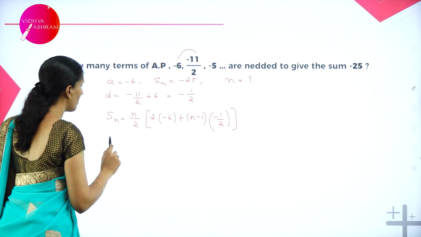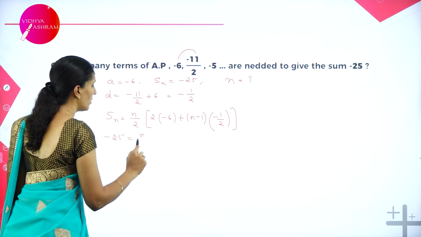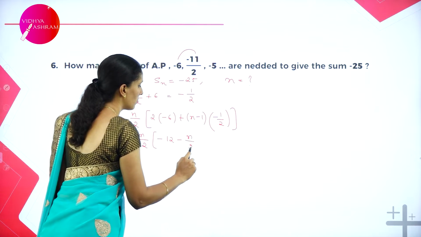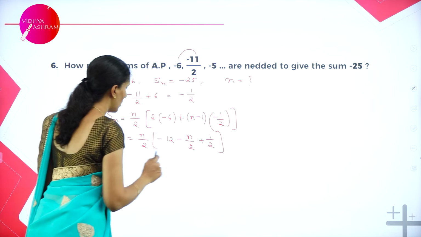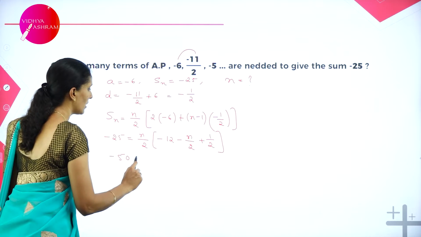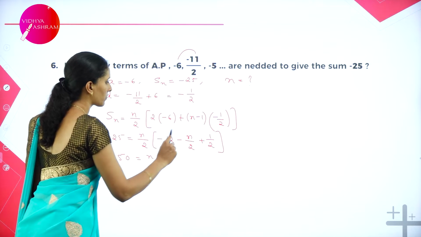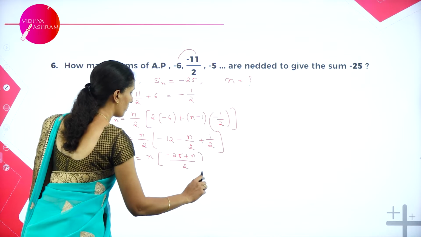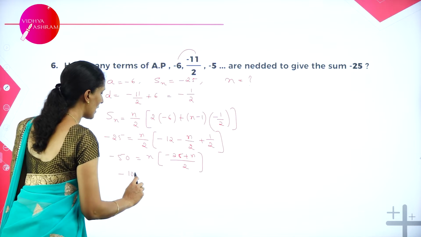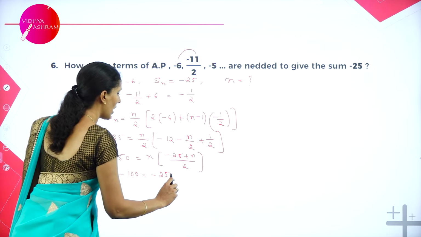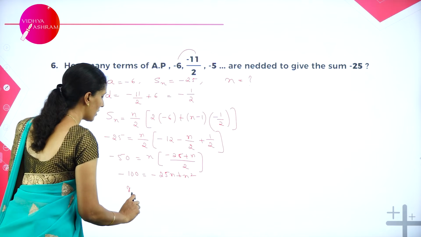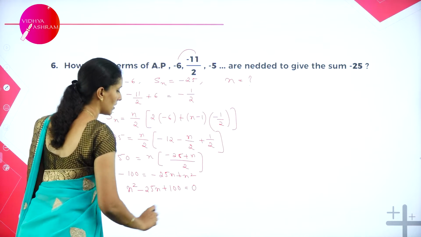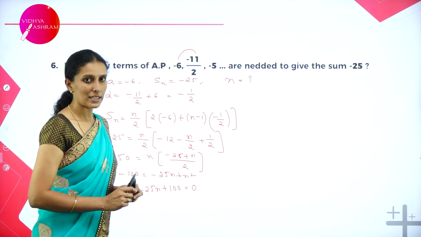Now Sn is given as minus 25, which is equal to n by 2 times (minus 12 minus n by 2 plus half). Now cross multiply: this is minus 50 is equal to n into (minus 25 plus n) divided by 2. Now cross multiplying, you will get minus 100 is equal to minus 25n plus n square, or you can write it as n square minus 25n plus 100 is equal to 0. So let us solve using the quadratic method.